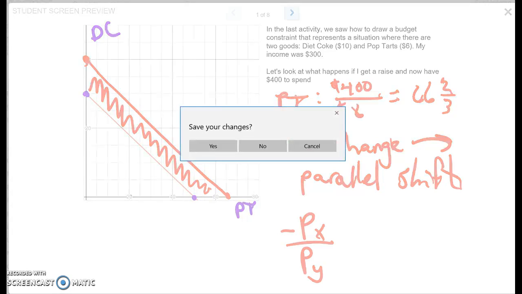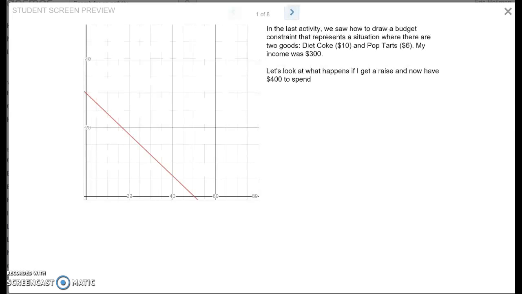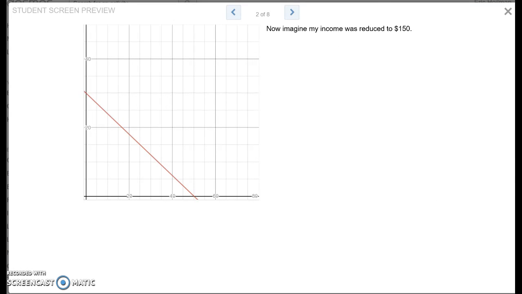Okay, let's look at an example where your income goes down. I think that's what's up next. Okay, I want you to go ahead and try to figure this one out. I'm going to give you a second, so you can pause it and then try to figure it out. I'm going to put the answer up here.